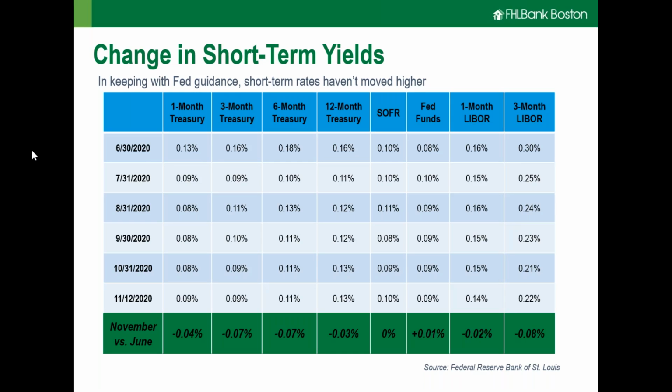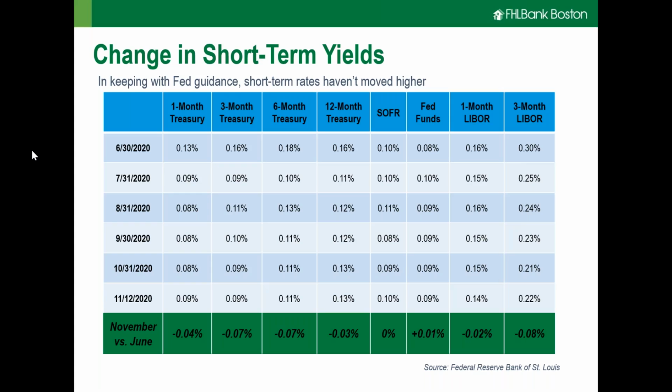So first off, we're going to take a look at various short-term rates. As you know, several months ago, the Fed came out and said current levels may persist through 2022. That guidance has been consistent through every meeting, and the market has kept in line with that guidance. If you look at this table, you can see short-term rates have in fact grinded even lower than where they were in June. You can see that both the 3- and 6-month Treasury rates dropped 7 basis points, and the 12-month Treasury dropped 3 basis points.